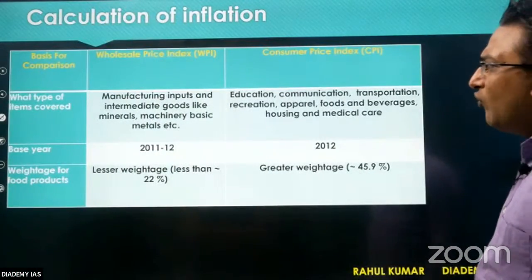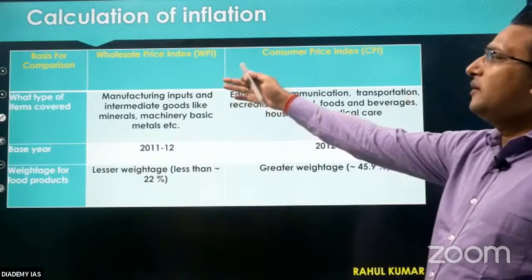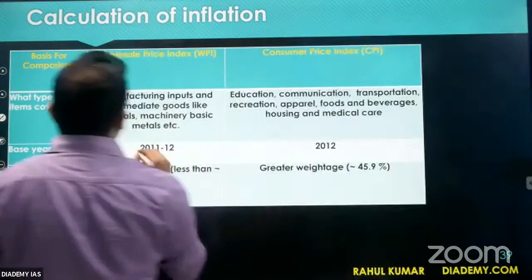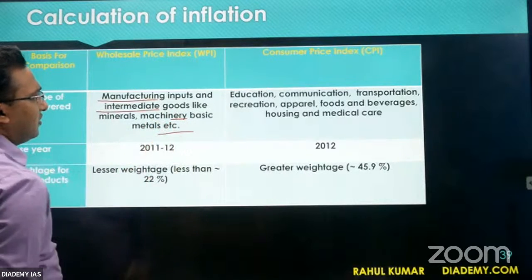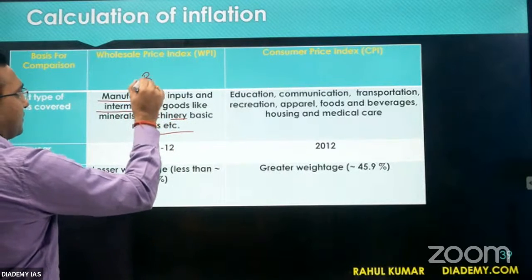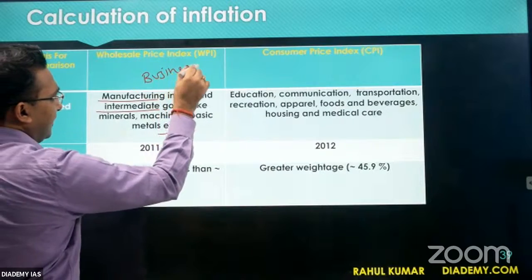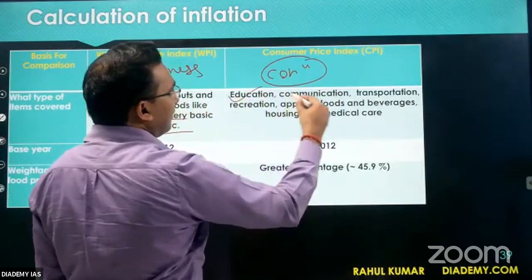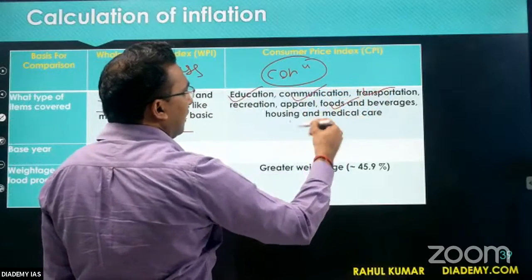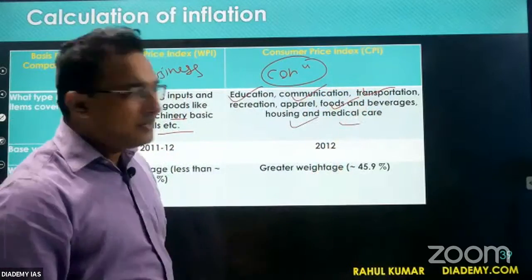Now, what type of items are covered? Primarily you can see manufacturing items or intermediate items, machinery, etc. They are covered because this is primarily for business purposes. ठीक है, ये business purpose के लिए है. And this is for consumption. For consumption, you can see education, communication, transportation, food, housing. तो जो चीज़ें हम consume करते हैं वो items यहाँ पे आएंगी.